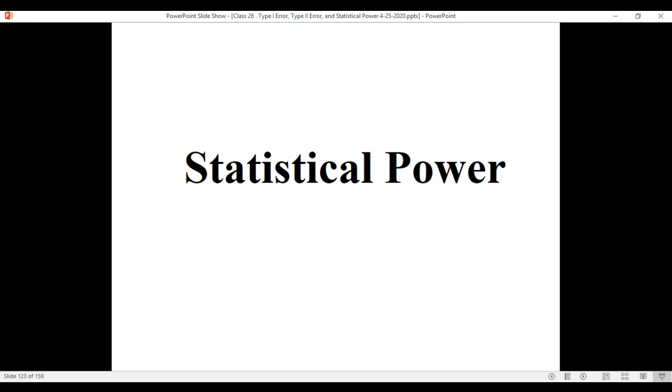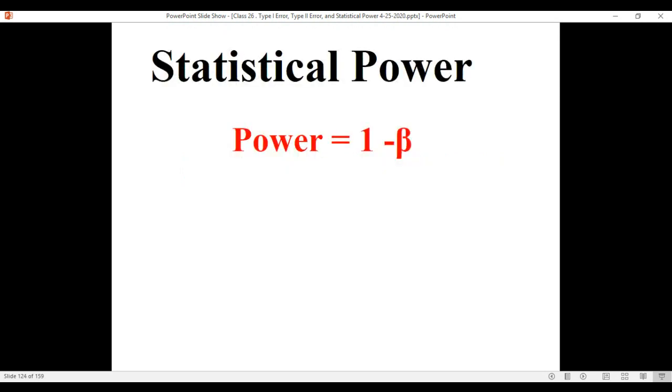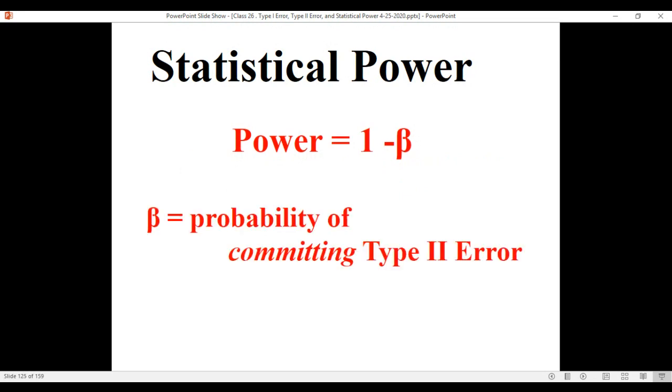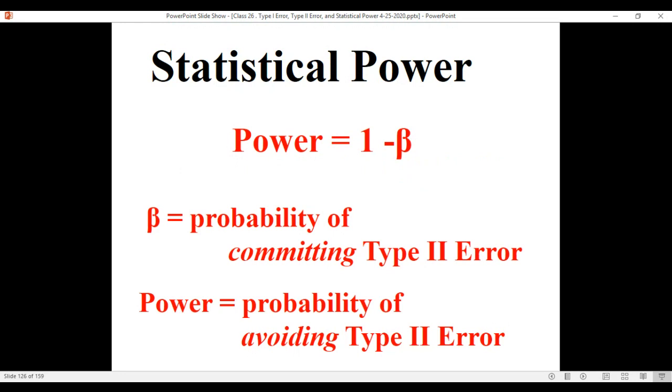But I have to say that statisticians, when they talk about statistical power, usually mean something less magical than this. Because for a statistician, power is equal to 1 minus beta. Now, as you remember, beta is the probability of committing a type 2 error in a t-test or other form of null hypothesis significance testing. So statistical power is the probability of avoiding type 2 error.